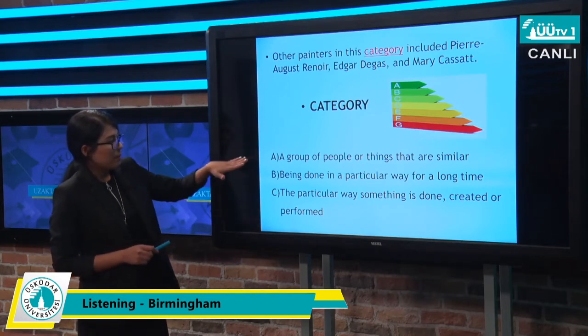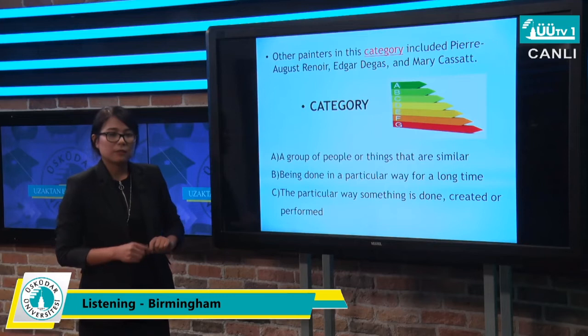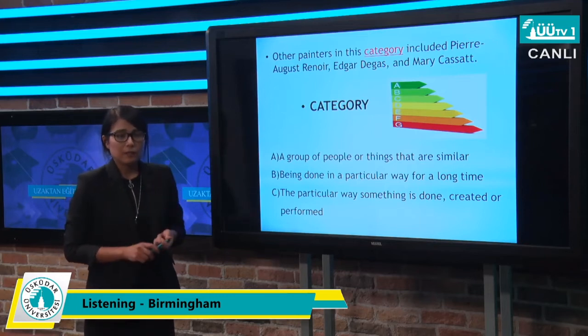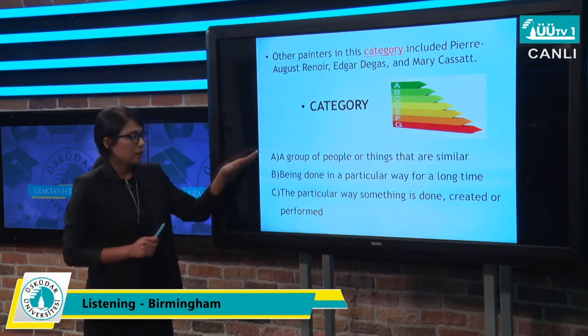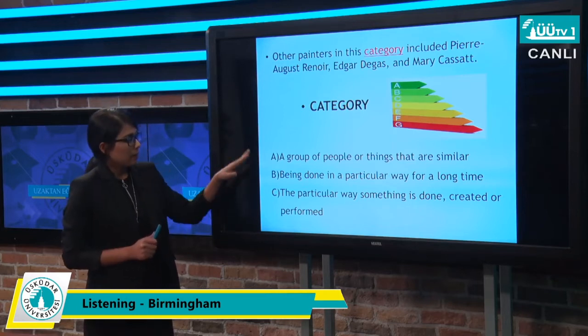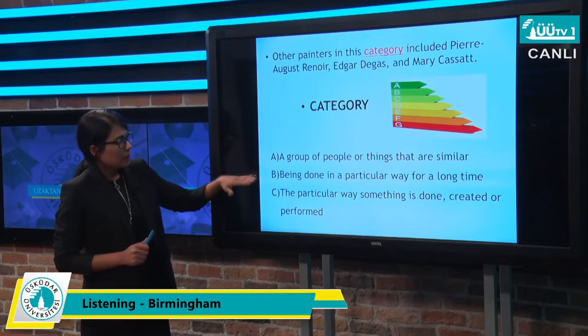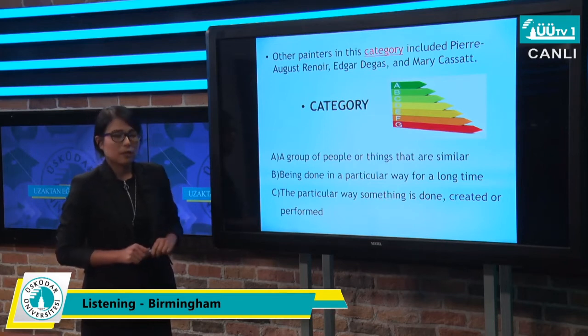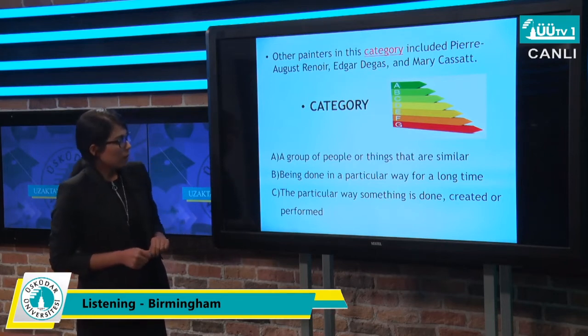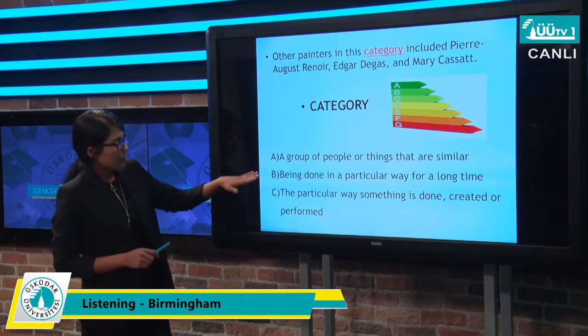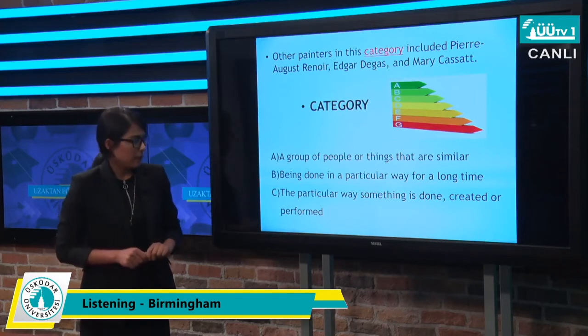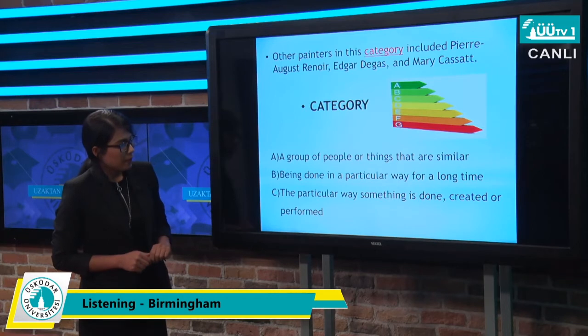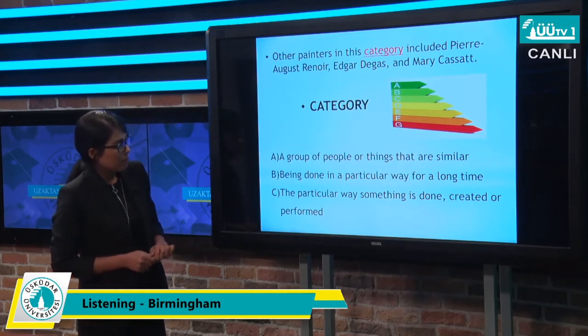Let's look at this A part. A group of people. It starts with an article. As I stated, if the definition starts with article A or the, it means that it's the definition of a noun. Yeah, we can just keep it. Being done in a particular way for a long time. It also can be our answer. The particular way something is done, created, or performed.